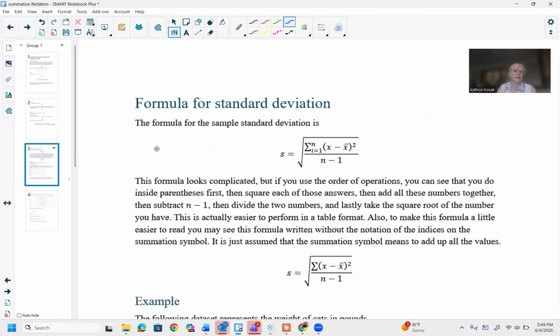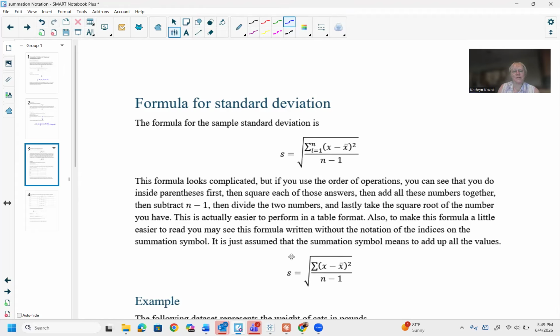The formula for the simple sample standard deviation is s equals the square root of the summation i equals 1 to n of (x minus x bar) quantity squared, over n minus 1. This formula looks complicated, but if you use the order of operations, you do inside parentheses first, then square each of those answers, then add all those answers together, then find n minus 1, then divide those two numbers, and lastly, take the square root of the number you have.